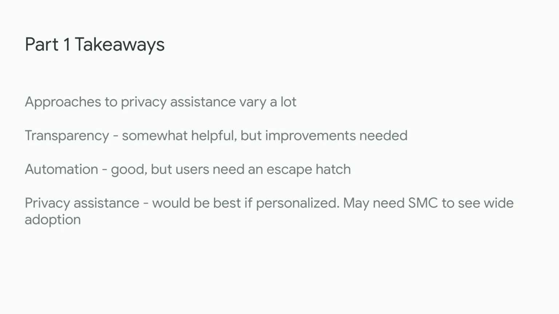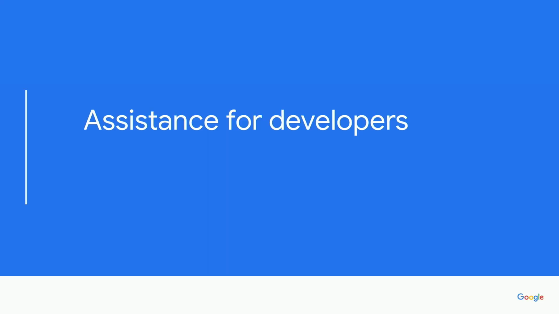Automation also, I find that promising, but whenever we do that, you have to be super careful about consent, and users need an escape hatch. Even machine learning isn't perfect, right? Even if you make errors only 2% of the time, since you're making decisions on behalf of the users, they need a way to realize that somehow and undo it. And again, privacy assistance would be great, but that's not ready for prime time yet.